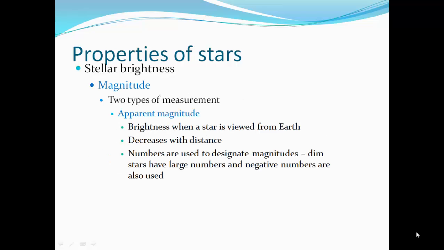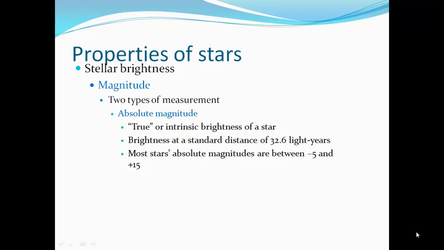There are 2 types of measurement. Apparent magnitude is the brightness when a star is viewed from the Earth. It decreases with distance. Numbers are used to designate magnitudes. Dim stars have large numbers, and negative numbers are also used.